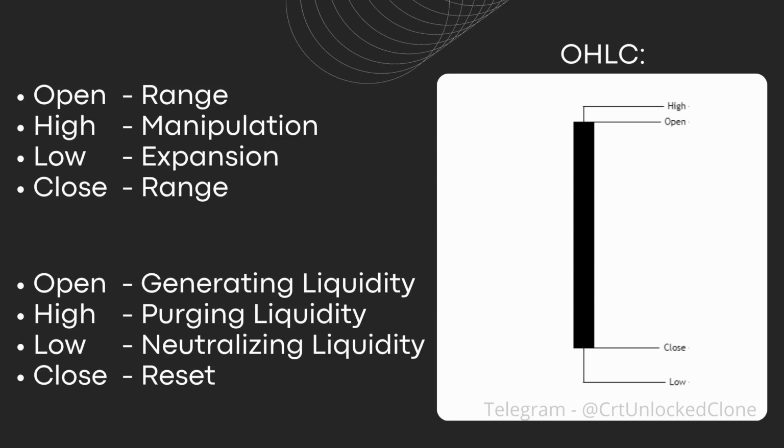And price then neutralizes the liquidity by expanding and distributing lower to reach the higher time frame drawn liquidity and test an opposing key level. And with that, it forms the low of the candle, and then it retraces above a bit, close to the closing time, and then the candle closes, which acts as a reset for the whole cycle.